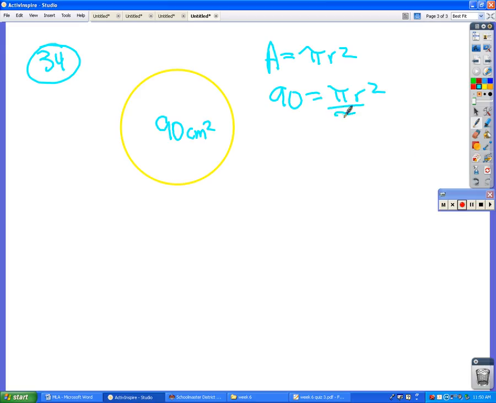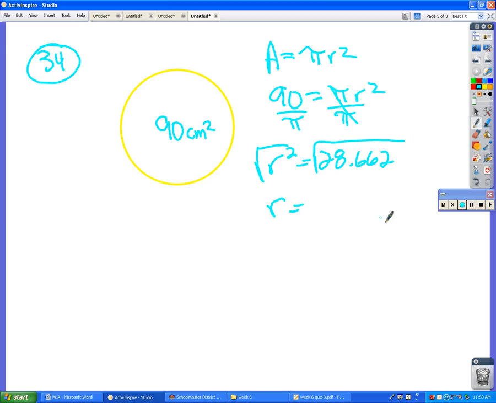To figure this out, I can start by dividing both sides by pi. So r squared equals 90 divided by 3.1415, which is 28.662. So again, if r squared equals that, just like s squared or x squared in the last problem, what do I do to figure out what r is? I take the square root of both sides.